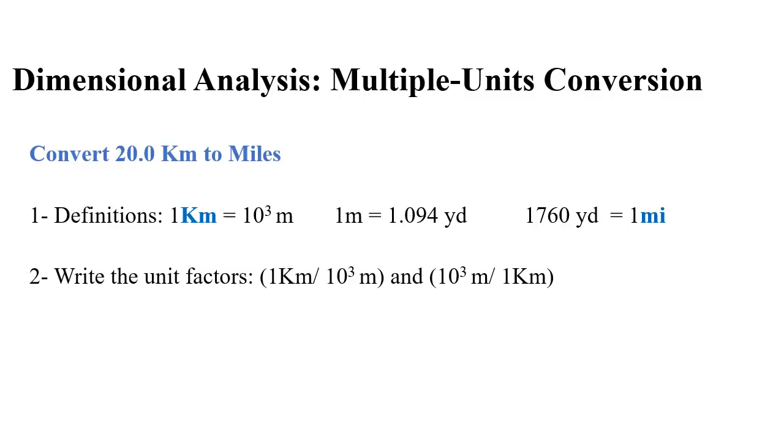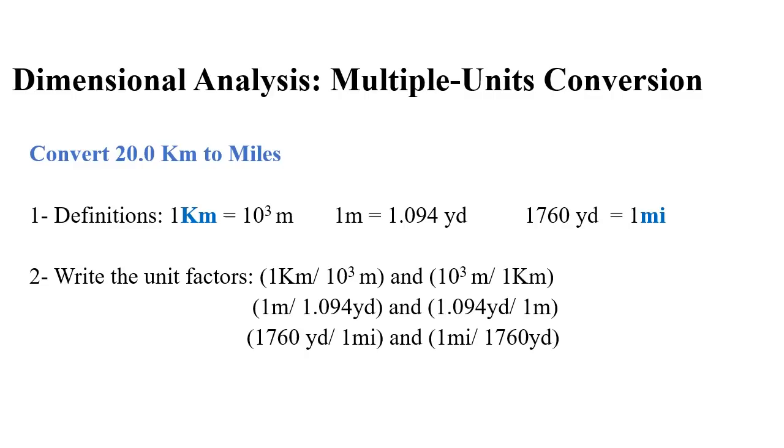Step two: write the unit factors. You will write two unit factors for each definition. For kilometer, it will be 1 kilometer over 1,000 meters and 1,000 meters over 1 kilometer. For the second definition, it will be 1 meter over 1.094 yards and 1.094 yards over 1 meter. And the unit factors of the third definition will be 1,760 yards over 1 mile and 1 mile over 1,760 yards.